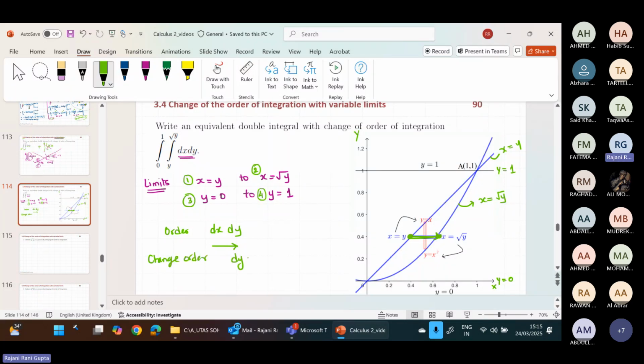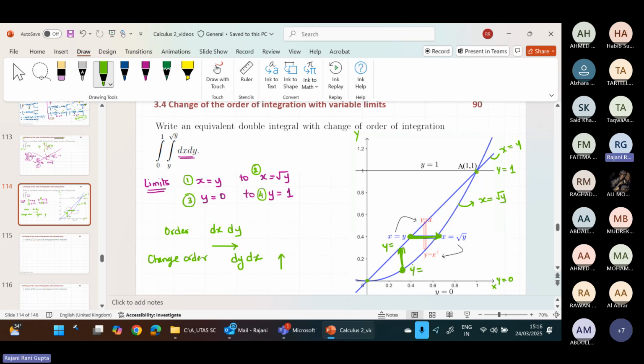Okay, so when we change the order, it means we need dy dx. This is horizontal, changing it to vertical. So we have to move vertically, whenever we move from down to up. Horizontally is left to right, vertically is down to up. So we have to find the value of y at this point to the value of y at this point. And what important thing do we need? We need the point of intersection.